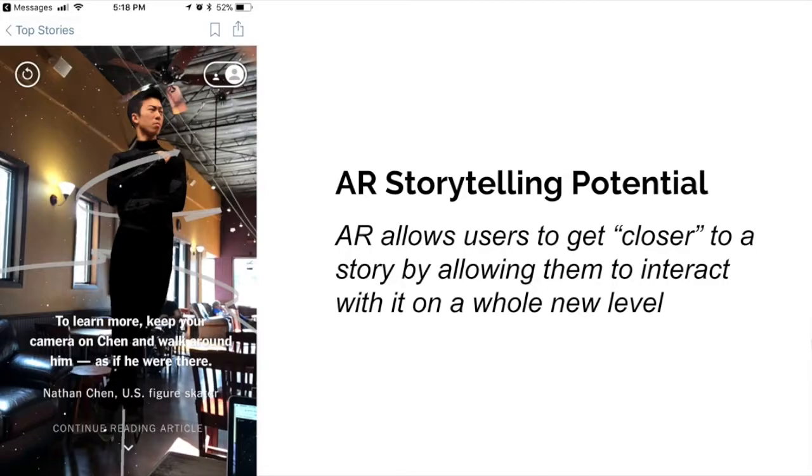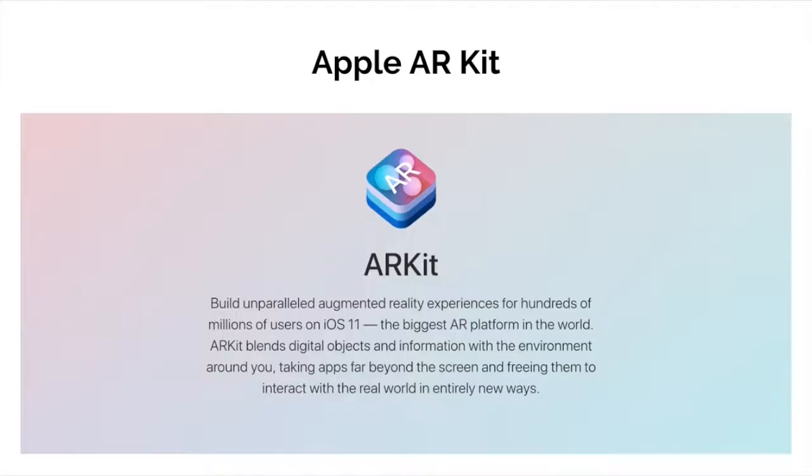AR allows the user to get closer to a story by allowing them to interact with it on a whole new level. You'll see on the left, this is an example from the New York Times on their stories on profiles on each of their Olympians. And this is me at a coffee shop just placing figure skater Nathan Chen in the middle of this coffee shop. And so I could watch him do his routine and walk around him, using my smartphone. And this was right within an article on the New York Times app. And that's something that I'm going to have you guys look at as well.